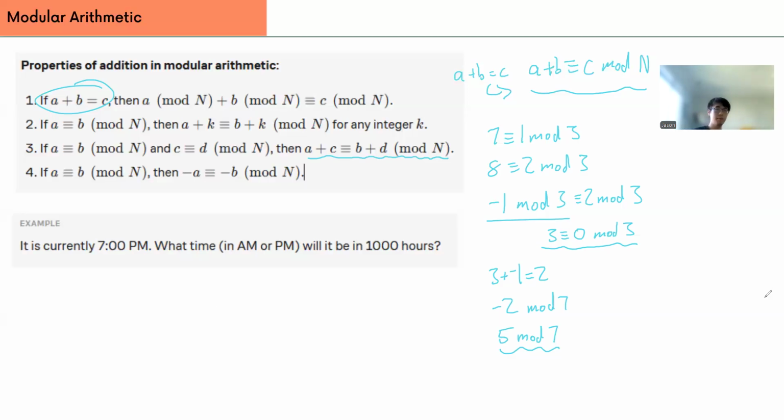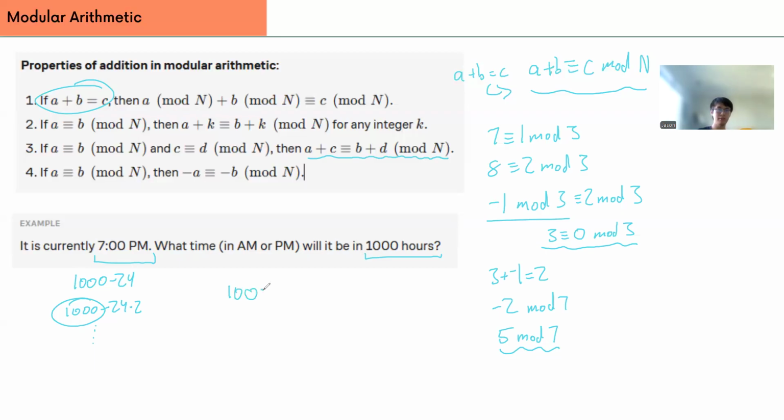So, for this question, we are given that it's currently 7, and we want the time in 1,000 hours, right? So how do we calculate this? Well, we know that every 24 hours we get back to the same time. After 24 hours, we're back at 7 o'clock p.m. After another 24 hours, we're back at 7 p.m. So after 1,000 hours, it's the same as after 1,000 minus 24, which is the same as 1,000 minus 24 times 2, and we keep going down. What we're eventually doing is finding the remainder when we divide 1,000 by 24.